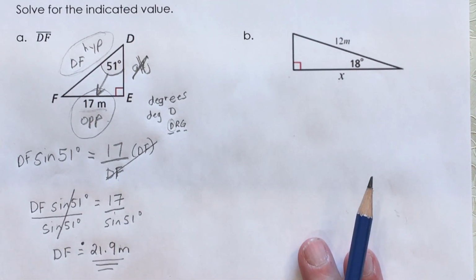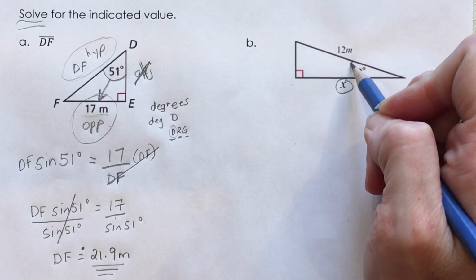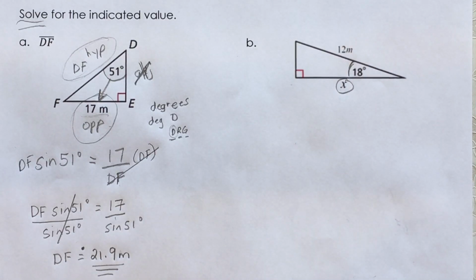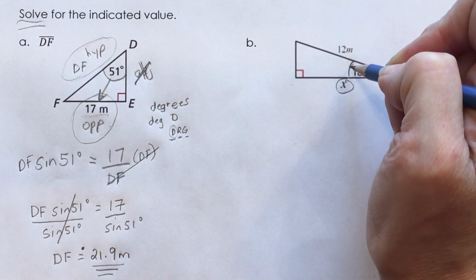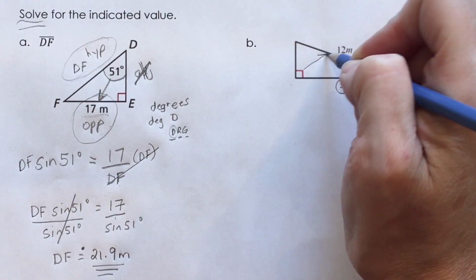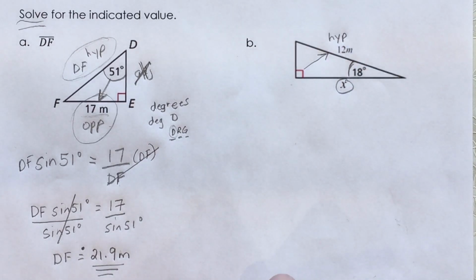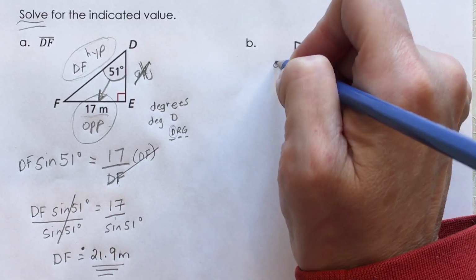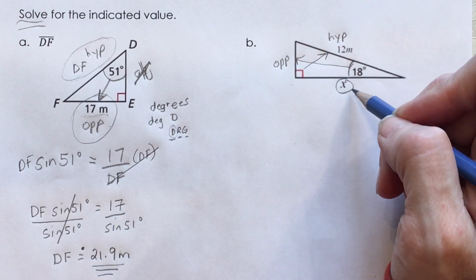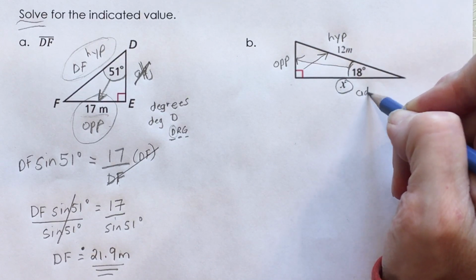Again, it's solve for the indicated value. In this case, it's x that is unknown. And we see that it's a right angle triangle where we're given one acute angle, 18 degrees. So again, we're going to name the sides of the triangle according to the angle that we're given here. The side opposite from the right angle is our hypotenuse, and we can use HYP as short form for hypotenuse. The side opposite the 18 degrees, we call the opposite side, OPP for opposite. And then the side that helps form the angle 18 degrees with the hypotenuse is called the adjacent side.